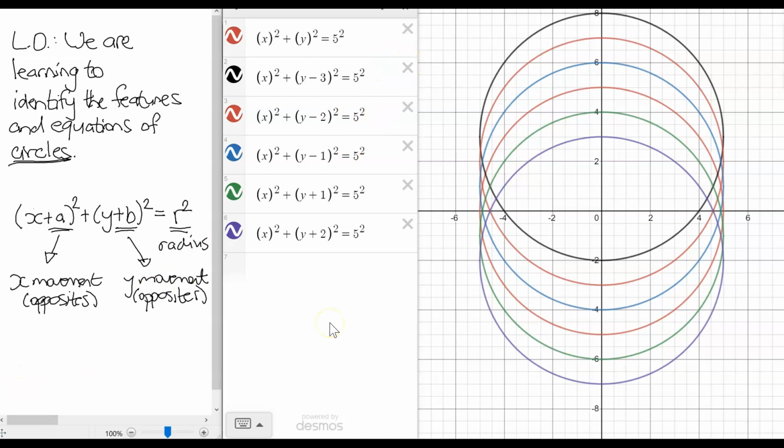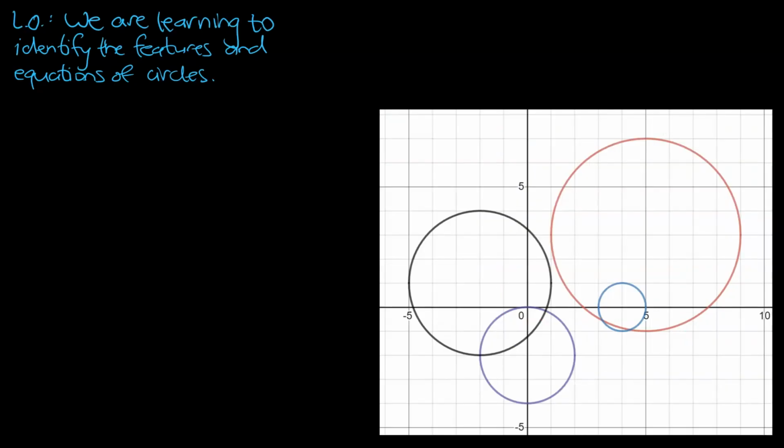What I'm going to do is pause the video and put a couple of circles on our Desmos, and we're going to get into identifying the equations of those given circles. Okay guys, we're back on PowerPoint, and to quickly recap, I am going to jot down the circle formula just to use as a tool to assist us with coming up with the equations of these 4 graphs.